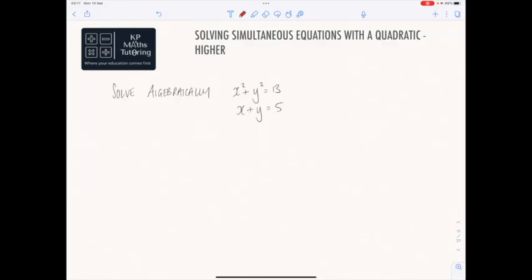Hi everybody, we're just going to look here at a slightly more complex example of a simultaneous equation with a quadratic. This is only for higher pupils, so wouldn't be on the foundation. You'll be looking at this coming up towards the back of the paper as well. So we'll go through the first process again.